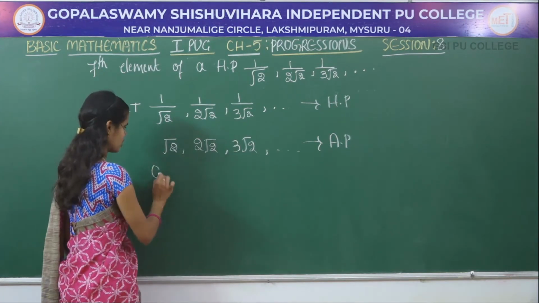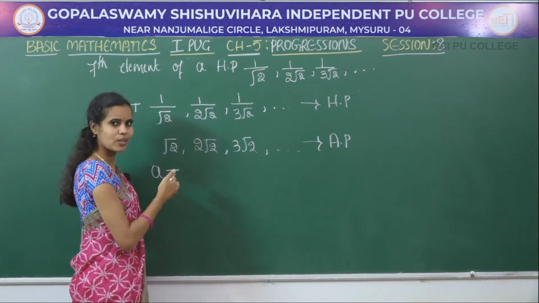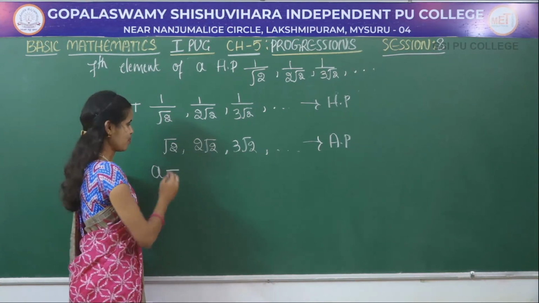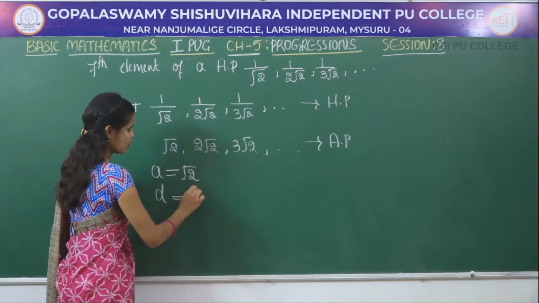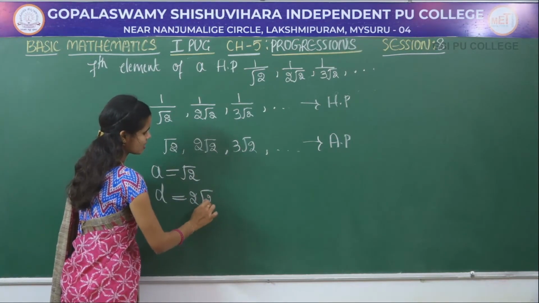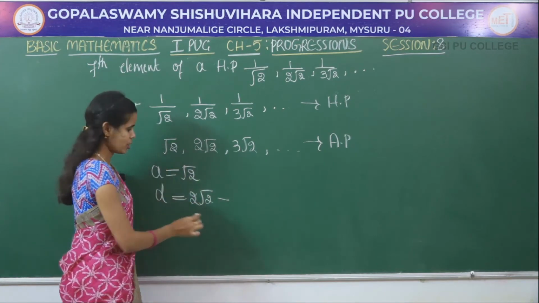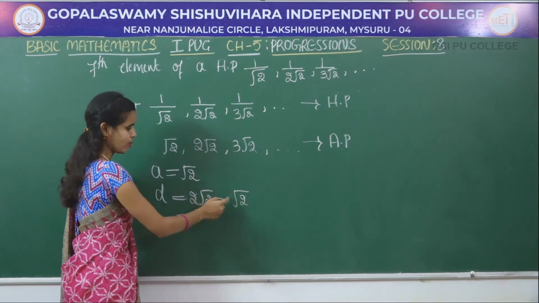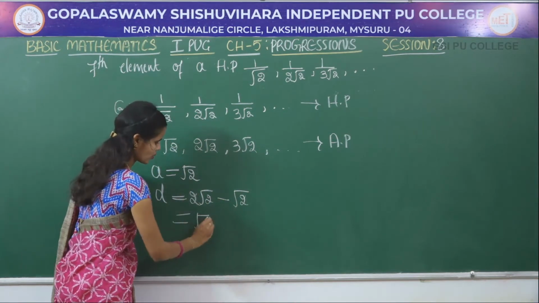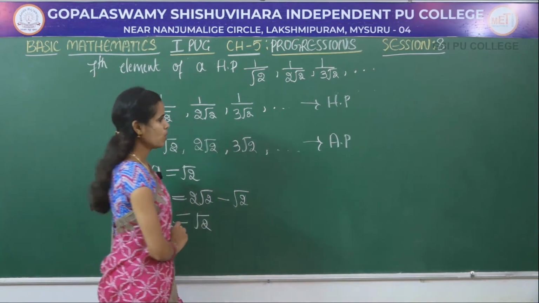First let us find the values of A and D to find the 7th element in AP. So A is root 2. D is the second term minus the first term: 2 root 2 minus root 2, so 2 root 2 minus 1 root 2 is root 2. D is equal to root 2.